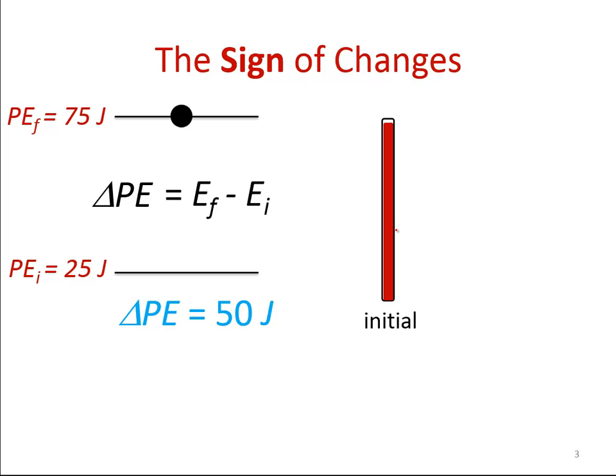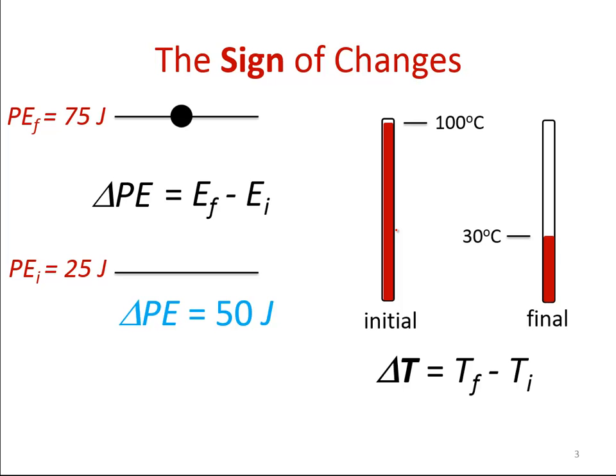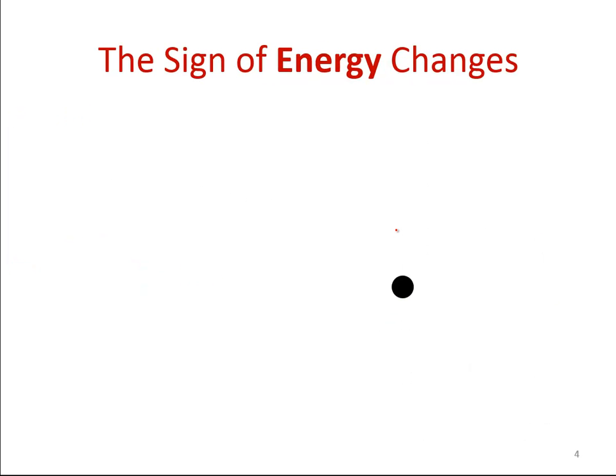Okay, now let's look at a second example involving temperature. If the temperature drops from, say, 100 degrees Celsius to 30 degrees Celsius, the delta T is 30 minus 100, or minus 70 degrees Celsius. Okay, so you should be feeling pretty good about how to calculate the change in pretty much any value. It's just the final minus the initial.